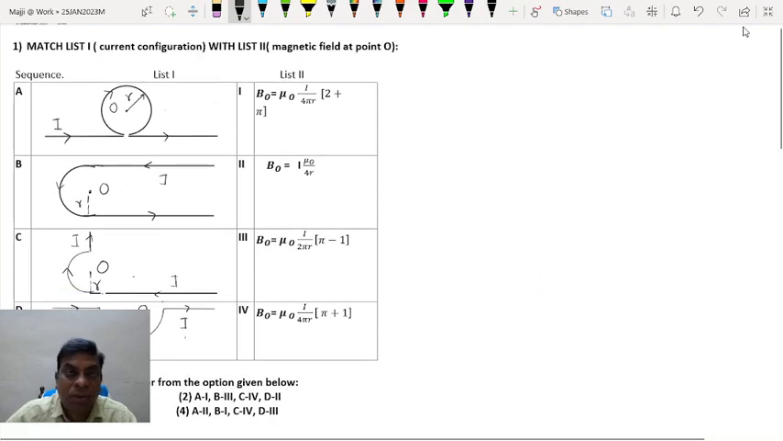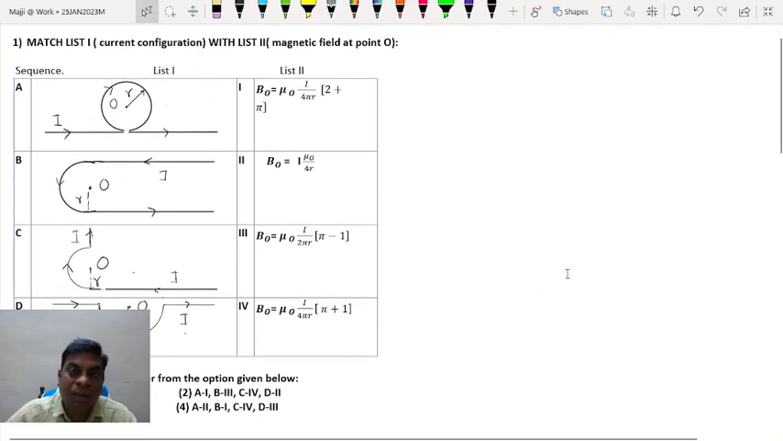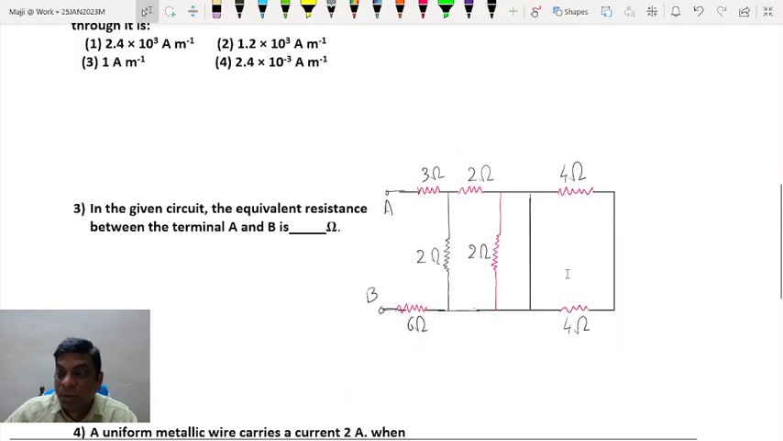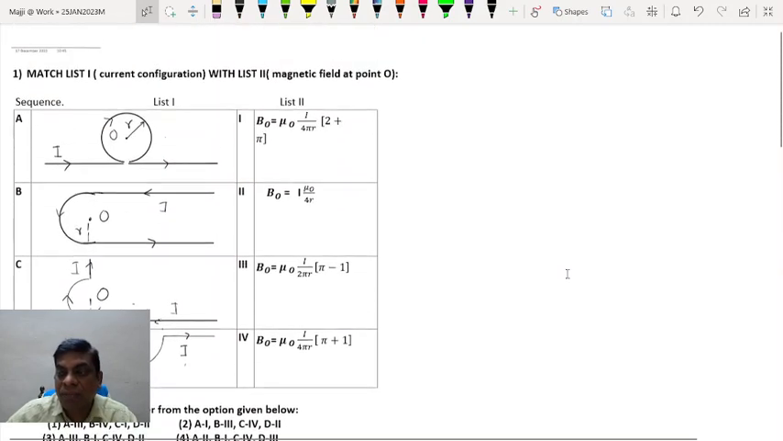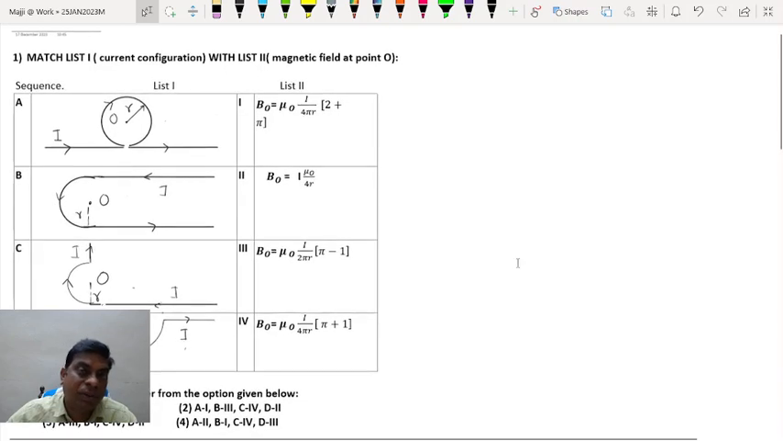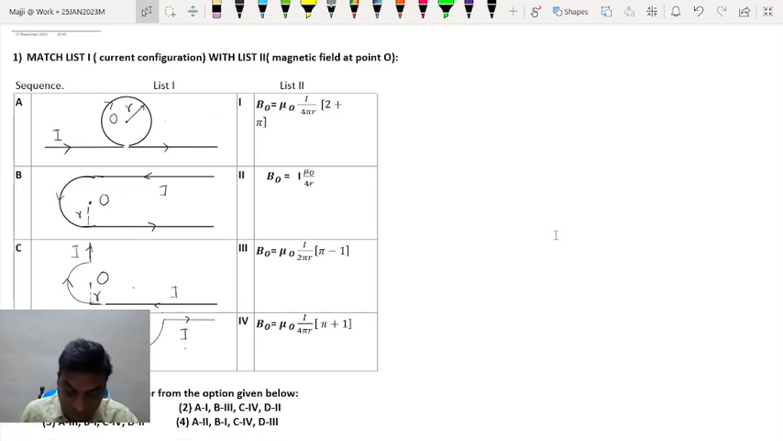This time I have taken questions from magnetic effects of current and current electricity also. These questions have been asked in the morning session of 25th January 2023 JEE Mains. So without wasting time, let us discuss one by one.